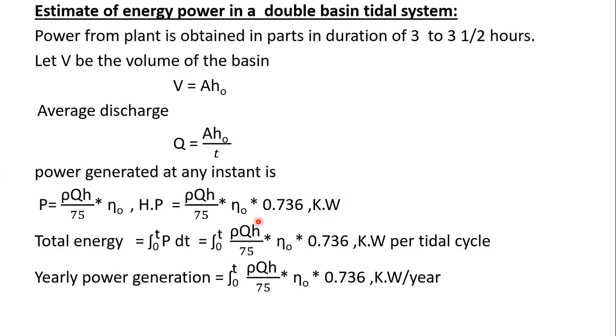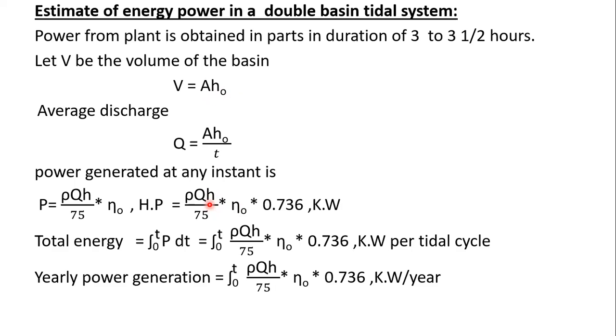Here we know that rho is the average density of seawater. So what is the value of rho? We have to remember this value, as it is not given in the problems. We have to take it ourselves by remembering it. So rho is equal to 1025 kg per meter cube. And here H is the available head at that instant, while H naught is the water level difference.